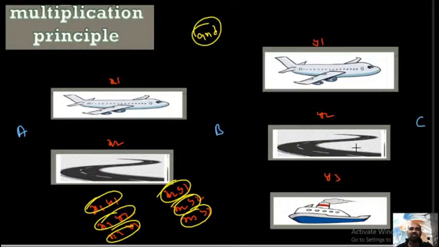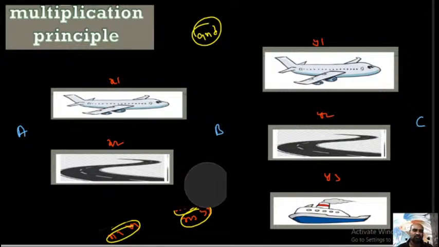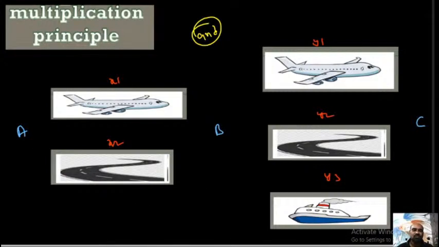He can travel 6 different ways. What happened here? Observe. First, A to B, he can travel in 2 different ways. B to C, 3 different ways. But you want to travel from A to C. How many ways? 2 plus 3, 5 ways. This is wrong. Why can't you use the sum rule?